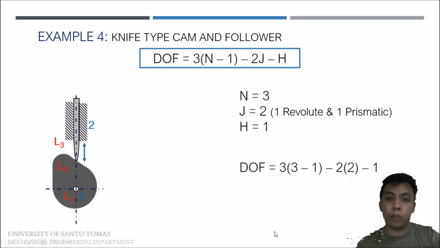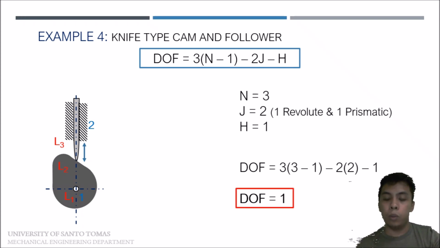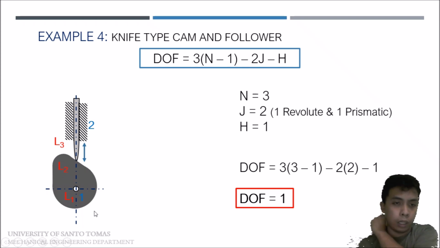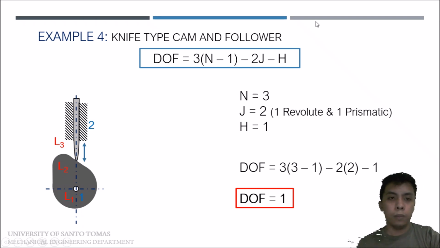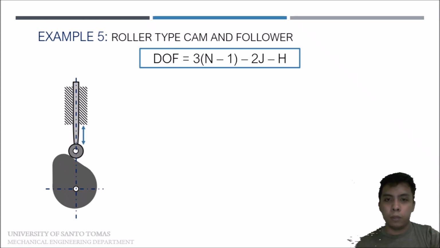So solving for the degree of freedom, DOF is equals to 3 multiplied by 3 minus 1 minus 2 times 2 minus 1 will be equal to 1. So ibig sabihin, one given motion, kapag umikot to, one equivalent motion din yung mabubuo natin. Okay? Next.